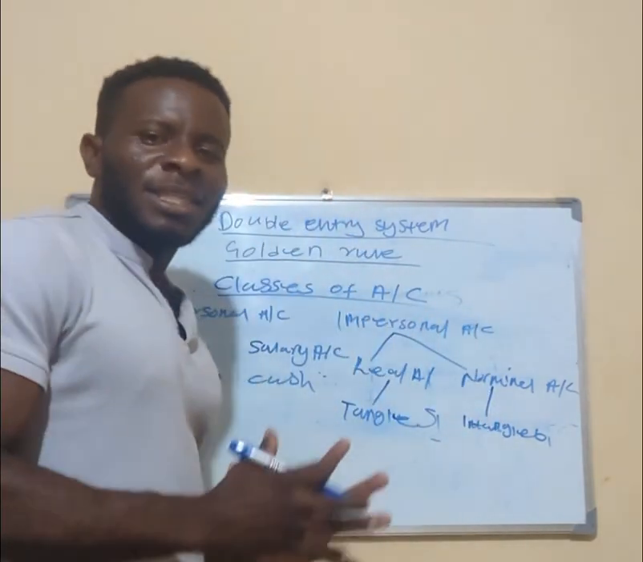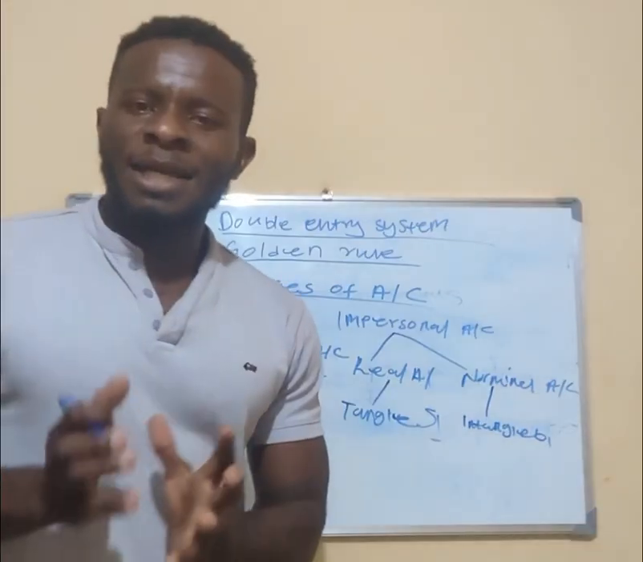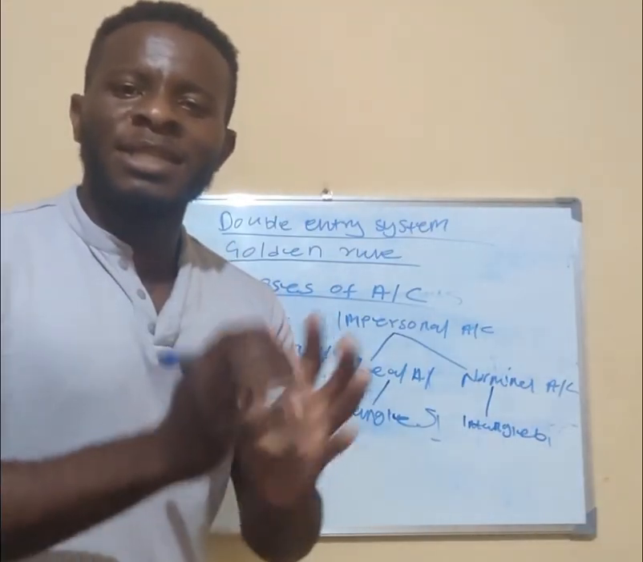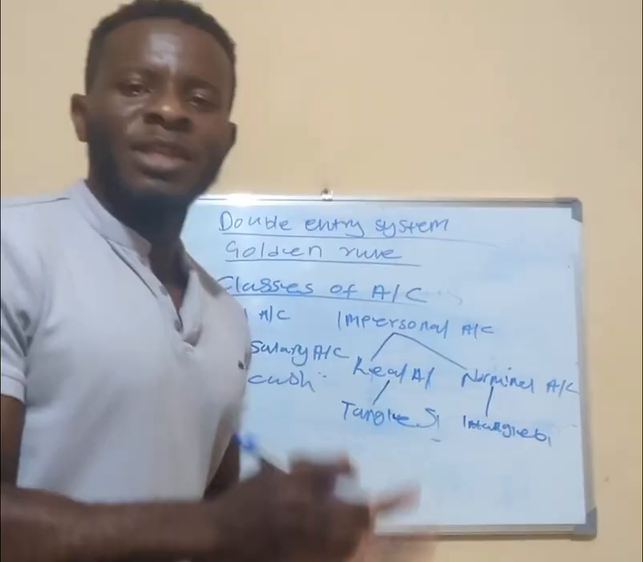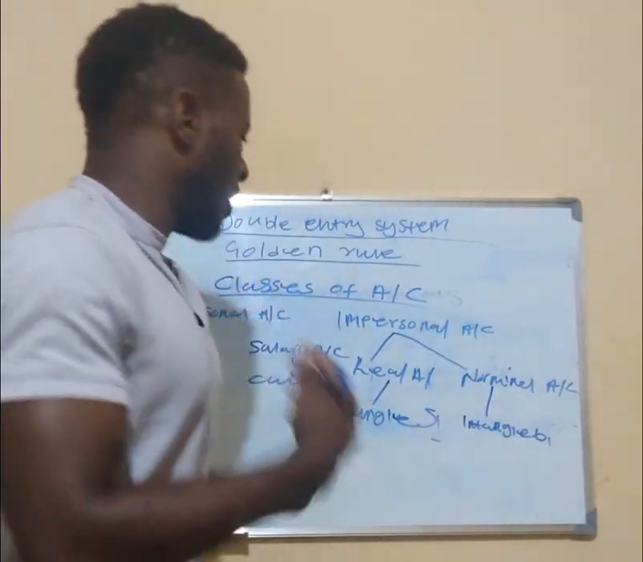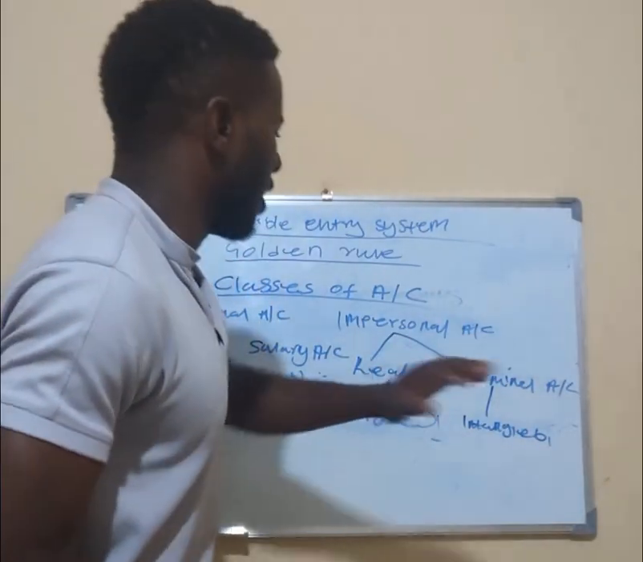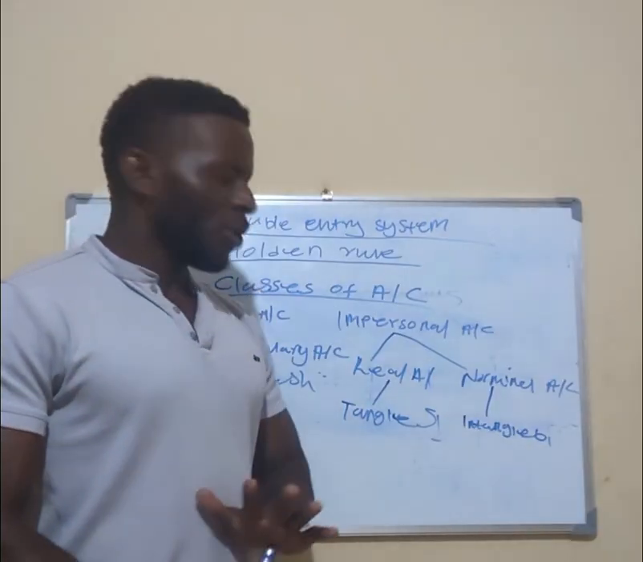So whatever it is that you are able to see is the cash. Salary is something that you cannot see. It's intangible in nature, so it falls under the nominal account.